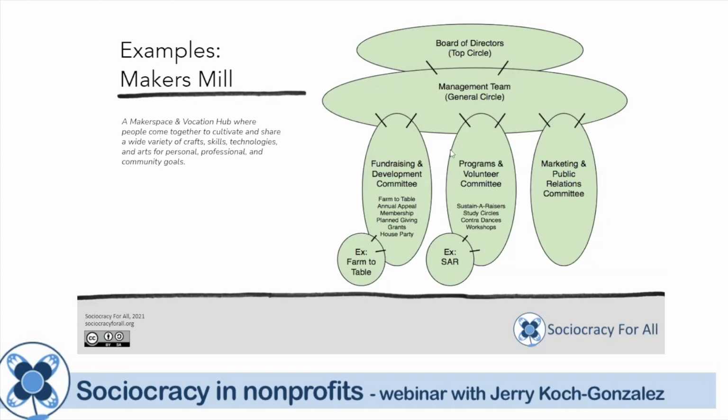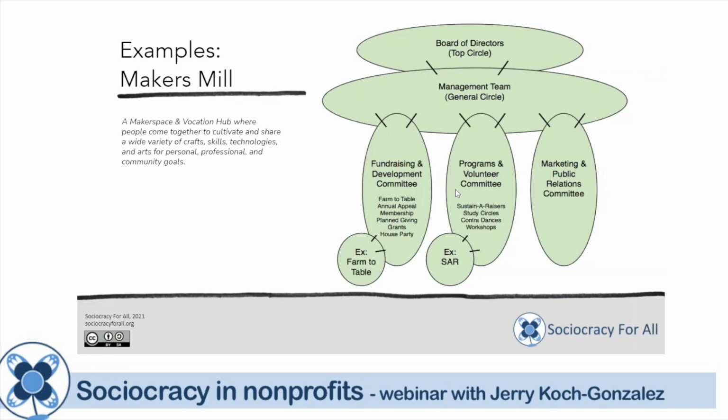This is a relatively new organization. Right now, they've got 3 main circles. The fundraising, trying to really raise the funds to make this makerspace fully functional, programming and volunteer committee, and the marketing public relations circle. Over time, I'm going to imagine that this, particularly the programs circle, is going to wind up having a number of subcircles as more programs become mature and have their own sets of people managing them.